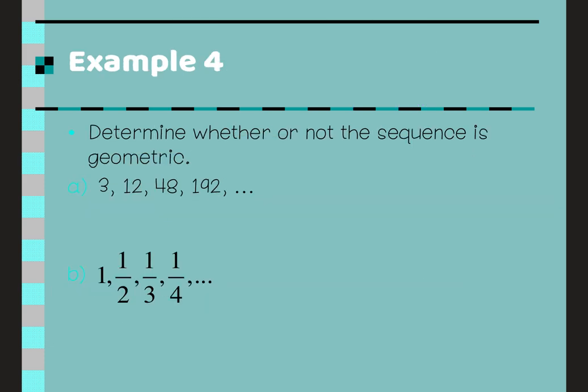Here's example 4. Determine whether or not the sequence is geometric. For these, we would divide. I would do 12 divided by 3, which is 4. I would do 48 divided by 12, which is 4. And then obviously 192 is not as easy to divide, so I would literally take 48 and multiply it by 4 and see if I get 192. And you do. It has to work for all of those numbers, so make sure you check all of them. So the answer here is yes, and it didn't ask for it, but my R would have been 4.